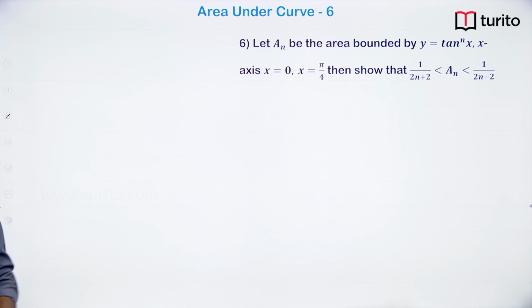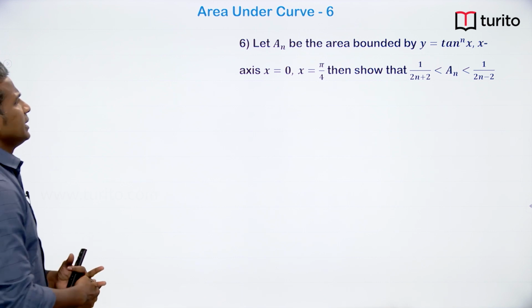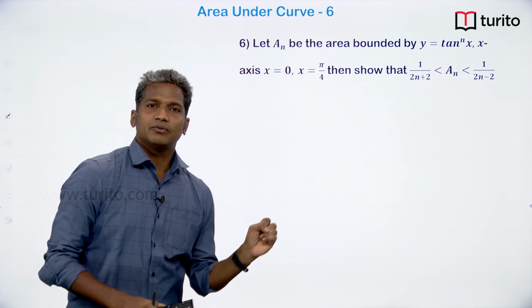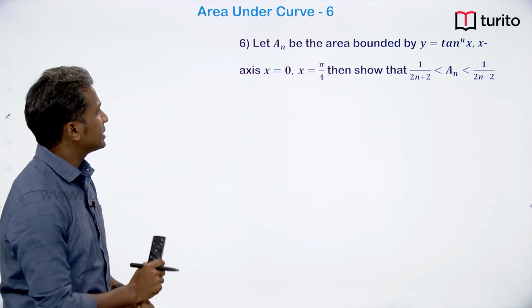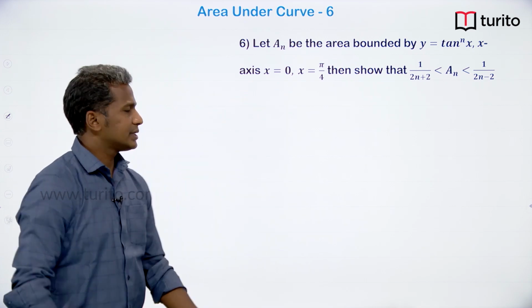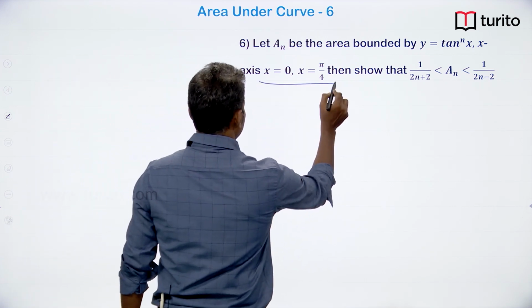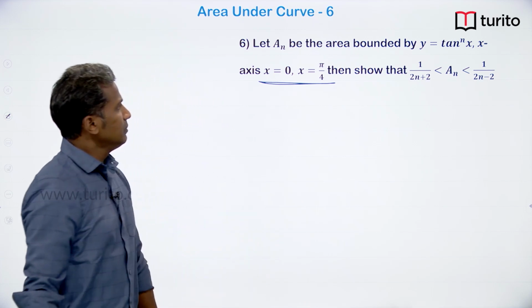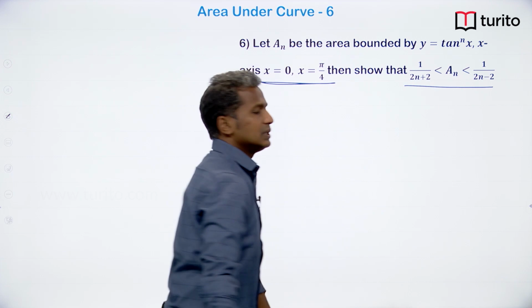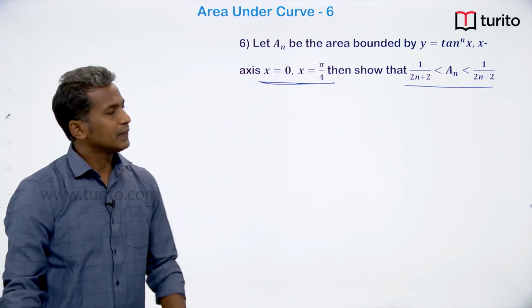Now let us solve another problem. Here a n is the area bounded by the function y equal to tan raised to n x and the x axis between these two ordinates. We have to show that this relation is valid.